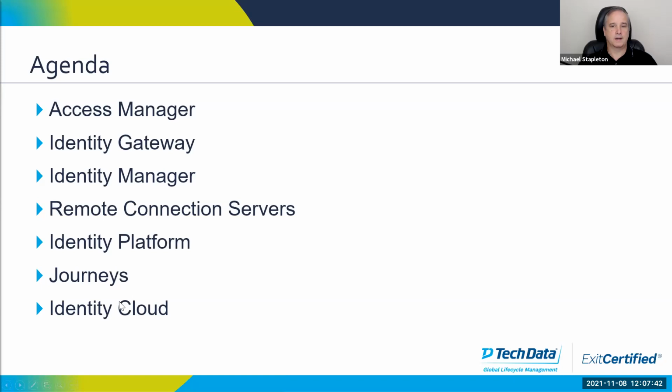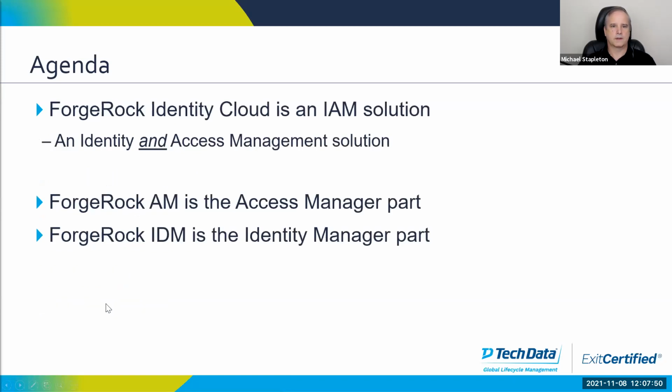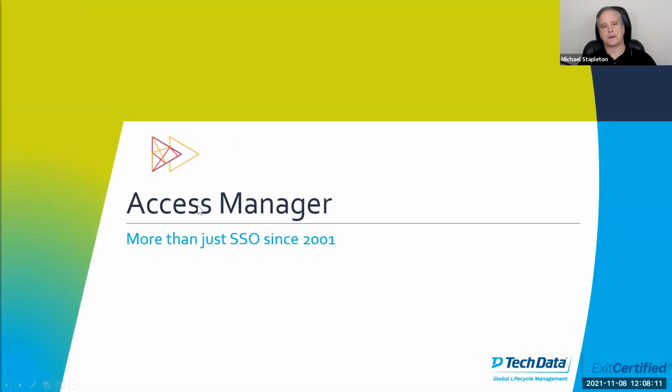And then finally, we'll end up with the Identity Cloud. So you'll see it's all of these things put together, plus a little bit of extra stuff. And I'll give you a little demo of what that looks like later on. All right. So to start off with here, ForgeRock Identity Cloud is an identity and access management solution. So specifically, those two components: identity, IDM, Identity Manager, and Access Manager, right? So those are major components we're going to see here, right?